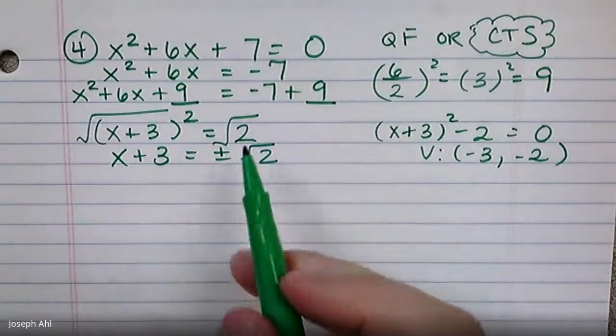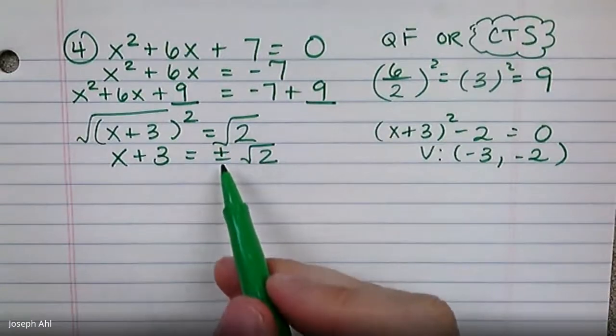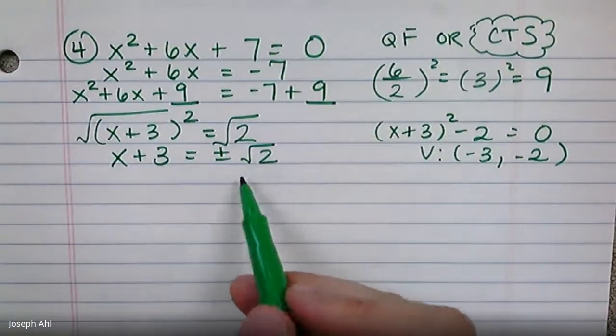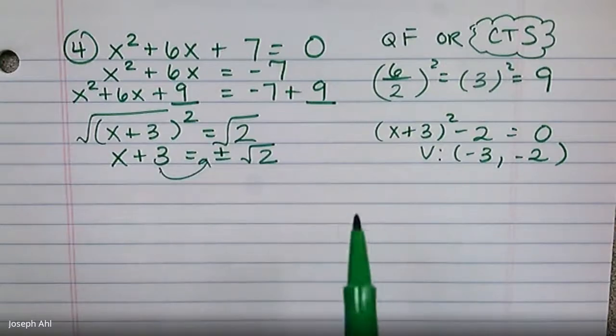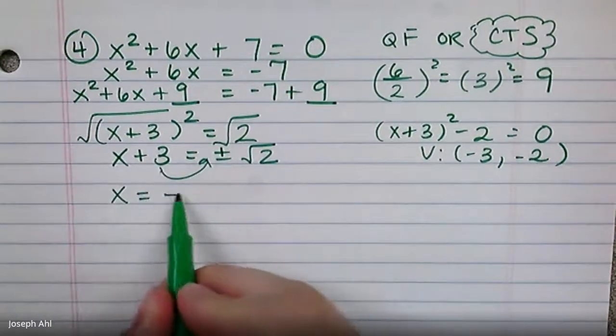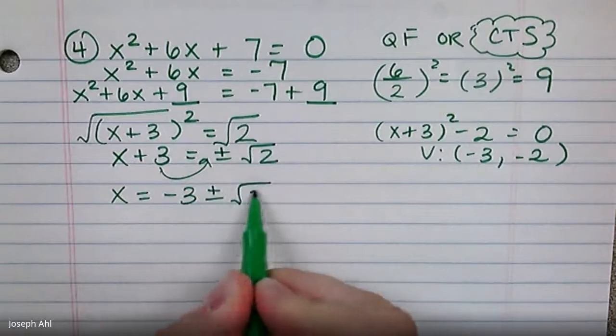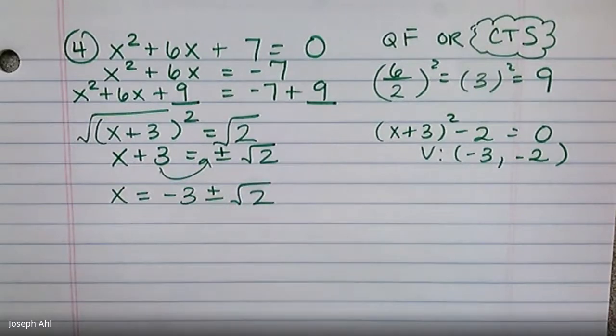When you take the square root of both sides, it's really important that you put plus or minus the square root of 2 that we're left with. And then that last step is subtracting the 3 over to this side. So the roots are -3 plus or minus the square root of 2.